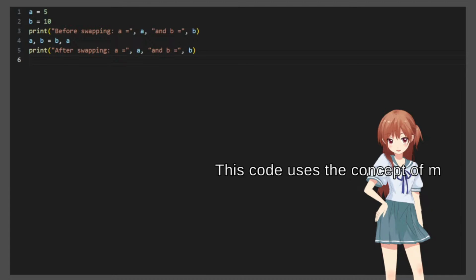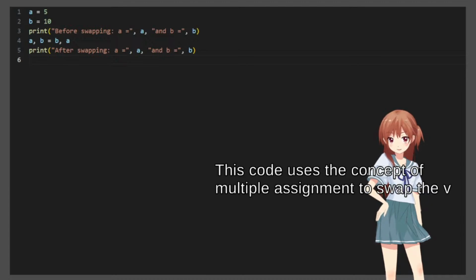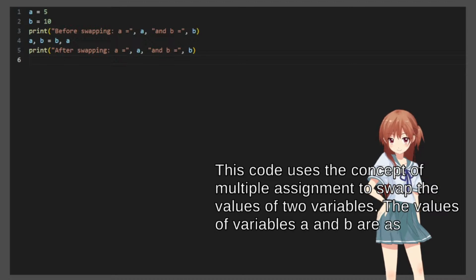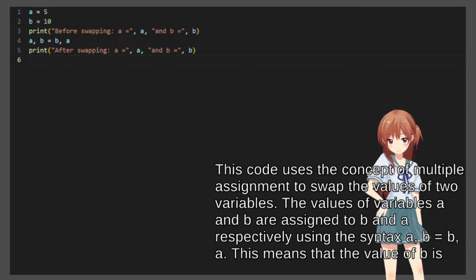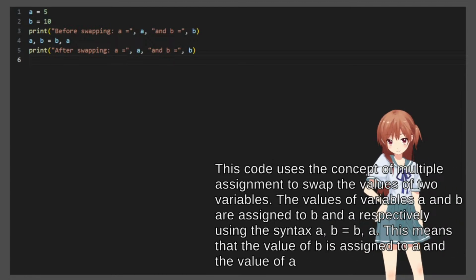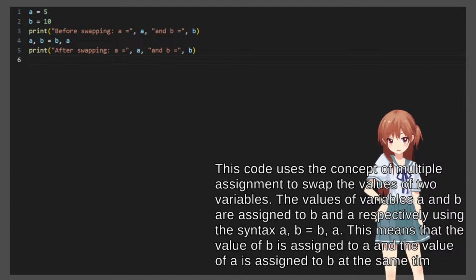This code uses the concept of multiple assignment to swap the values of two variables. The values of variables a and b are assigned to b and a respectively using the syntax a, b = b, a. This means that the value of b is assigned to a and the value of a is assigned to b at the same time.